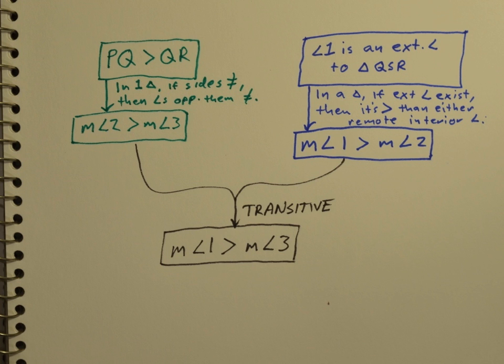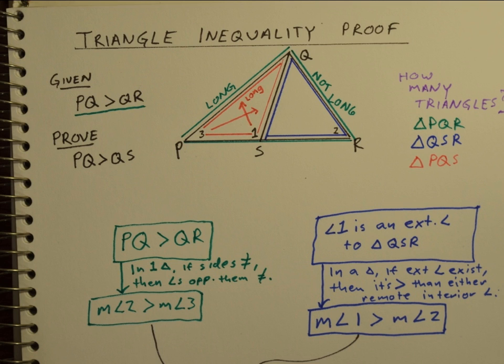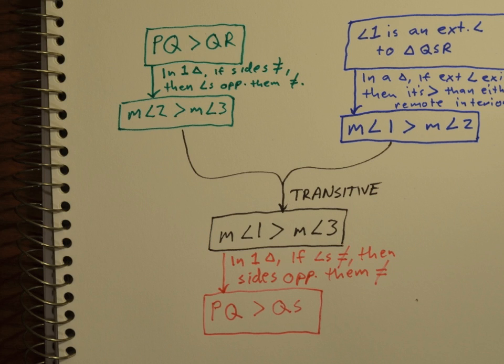Now, if 1 is greater than 3, then the side opposite angle 1 must be longer than the side opposite angle 3. And so there we have it. We've proven that PQ is greater than QS because in one triangle, if the angles are not equal, then the sides opposite those angles must also be not equal in the same order.